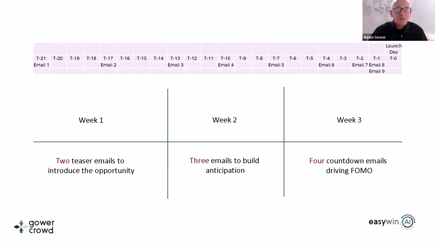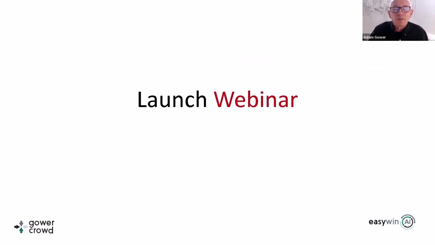So in week 1, and by the way, there's a lot of flexibility to this. It depends how much time you've got and what your preferences are, etc. Basically, week 1, 2 teaser emails. Week 2, 3 emails to build anticipation. And then in the final week before your launch, 4 countdown emails driving FOMO. And you're going to be leading everybody to a launch webinar.